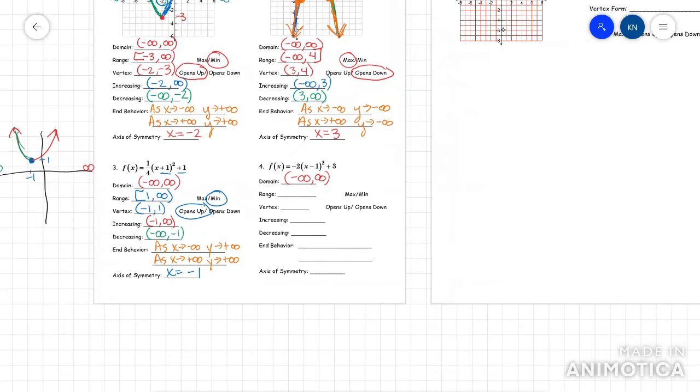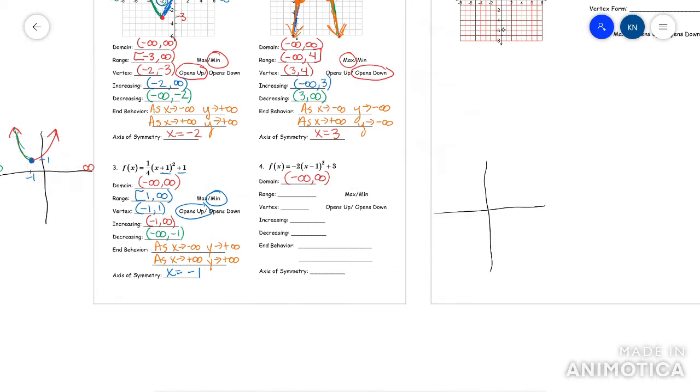Okay, number 4. First thing you should do is probably find your vertex. It's at 1, 3, which means my axis of symmetry is x equals 1. So 1, 3, we can call it here. The range of this is how low it goes, how high it goes. Well, this one is different.